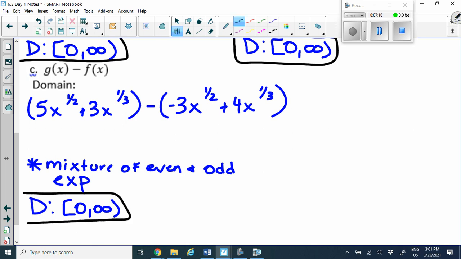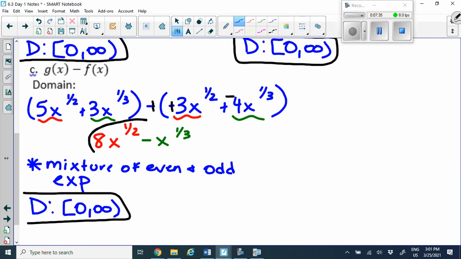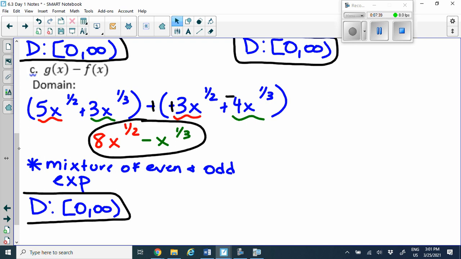Now I distribute my subtraction and change all the signs behind it. So now I want to combine my like terms, so I do 5x to the 1/2 plus 3x to the 1/2. That gives me 8x to the 1/2. And then I combine the 3x to the 1/3 with the negative 4x to the 1/3, and that gives me negative x to the 1/3. Remember, you're only combining those coefficients. The base stays exactly the same, and that will be your final answer.